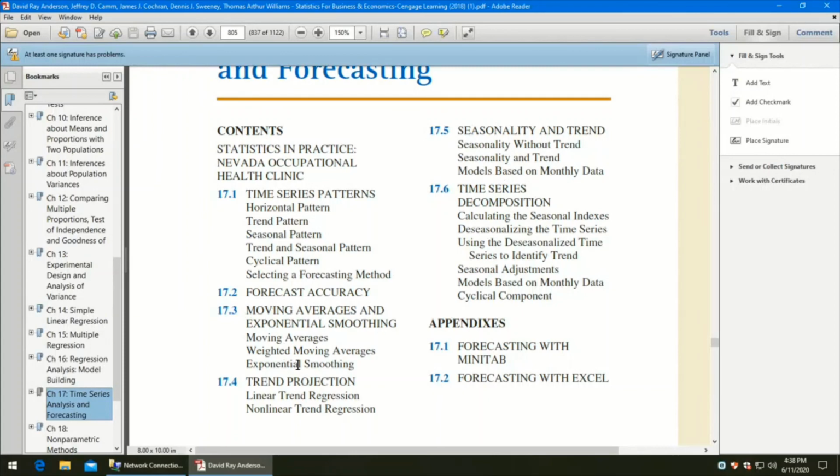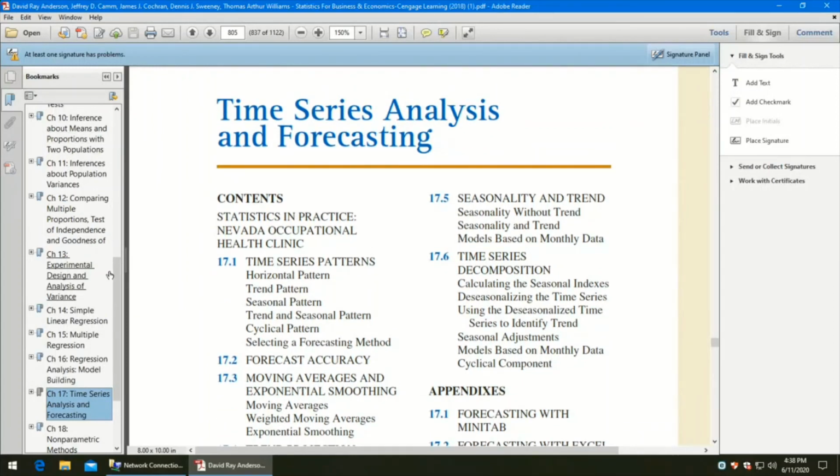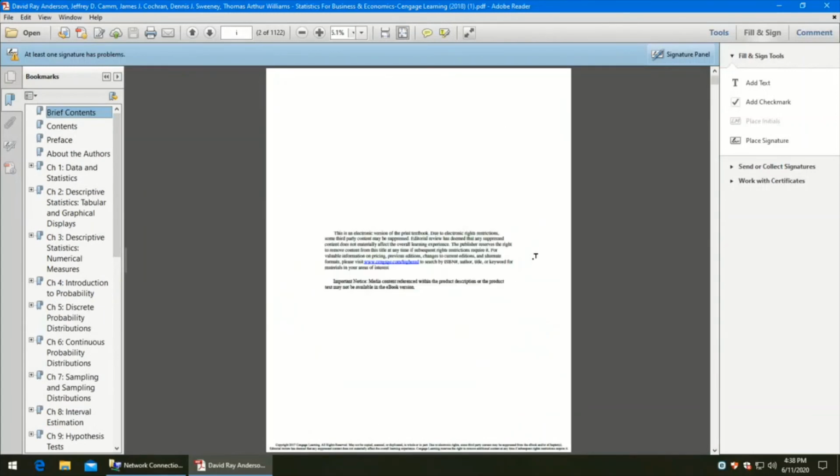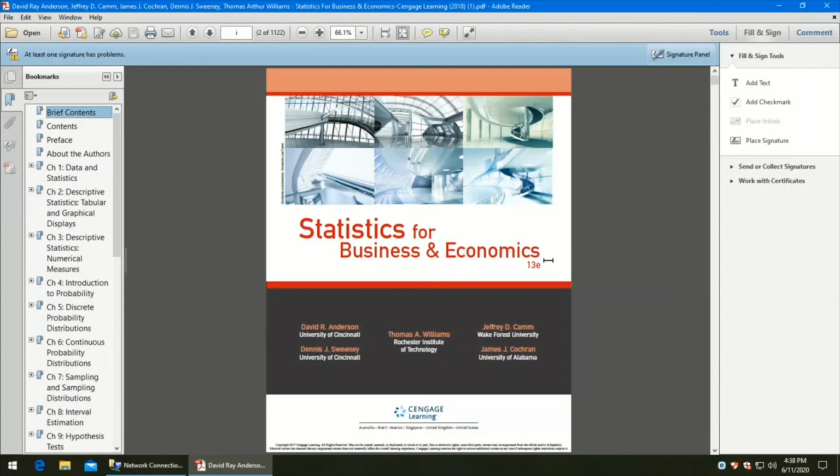Okay? And these are the details of the book: Statistics for Business and Economics. The authors are David Anderson, Dennis Sweeney, and Thomas A. Williams. This is the third edition.